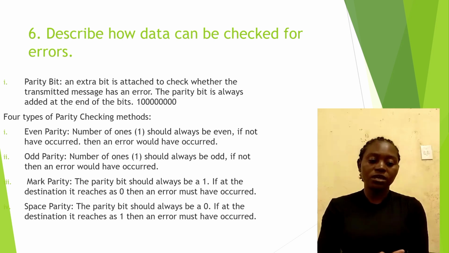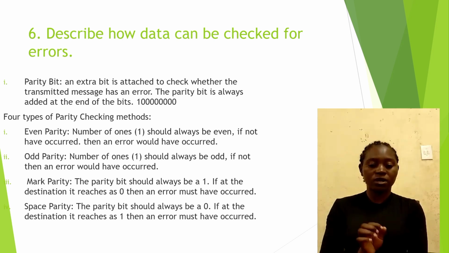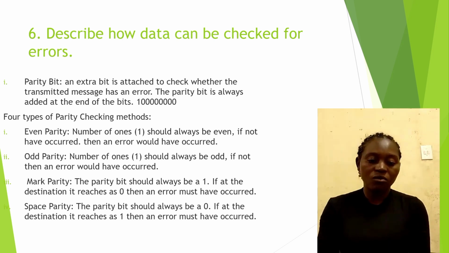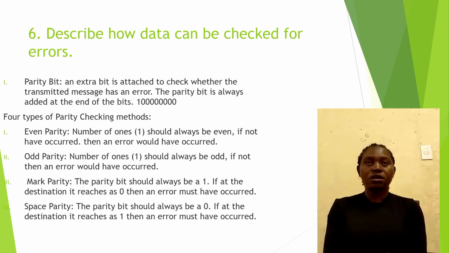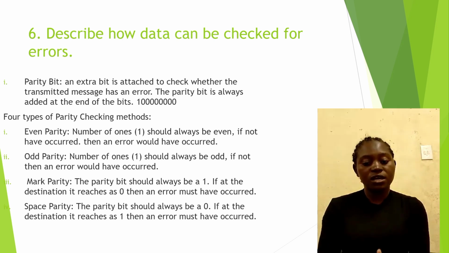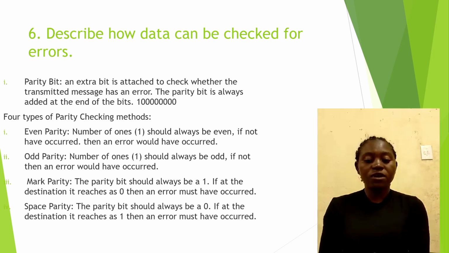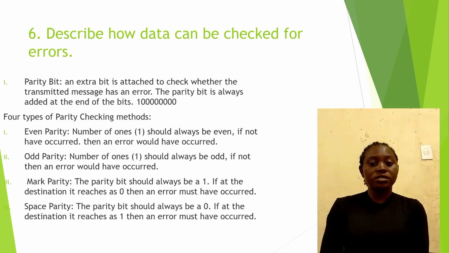Three, we have mark parity. The parity bit should always be a 1. If at the destination it arrives as a 0, then an error must have occurred. Lastly, we have space parity. The parity bit should always be a 0. If at the destination it arrives as a 1, then an error must have occurred.